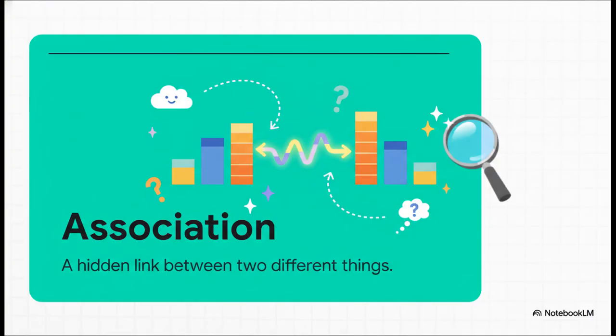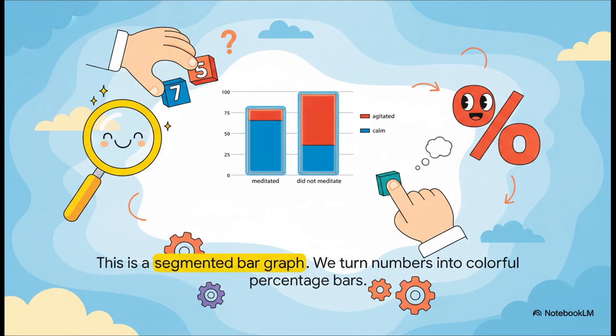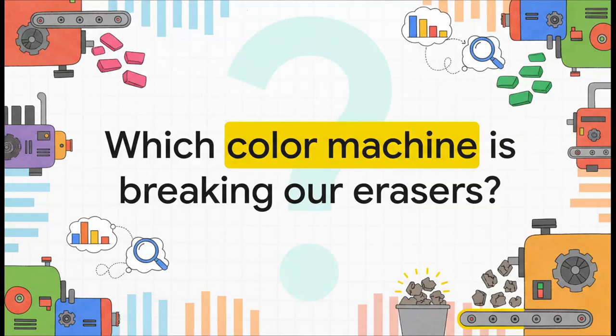And that hidden story, it actually has a name. It's called an association. It's really just a simple way of saying there's a secret connection, a hidden link between two things that don't seem related. And our secret weapon for finding these associations? Segmented bar graphs. They're awesome. They take that jumble of numbers and turn them into these super clear, colorful bars that always add up to a nice, clean 100%. So, how does this actually work?